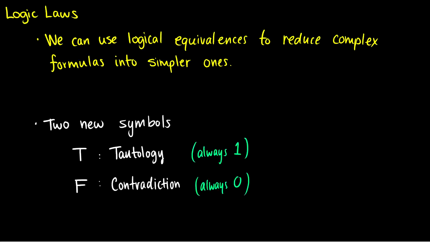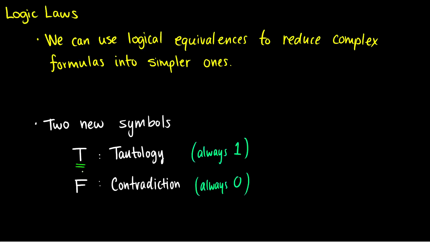Last time we did proofs using truth tables. Now I want to introduce logic laws, which show a bunch of really useful logical equivalences that we can use to reduce complex formulas into simpler ones. So last time I introduced the terminology tautology and contradiction. I'm going to define T as a tautology.